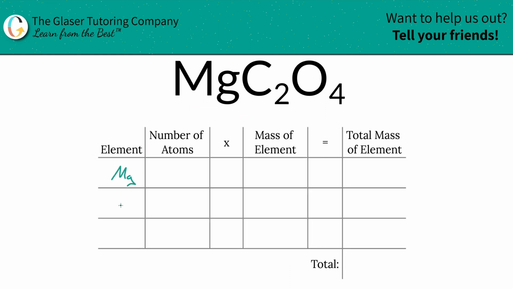So we have magnesium, carbon, and oxygen. Next is to identify the number of atoms of each, and that's where the subscripts come into play. If you don't have a subscript at the bottom of the element, just put in a 1. So there's magnesium 1, carbon 2, oxygen 4. Then we're going to take those numbers of atoms and multiply them by the mass of each particular element.